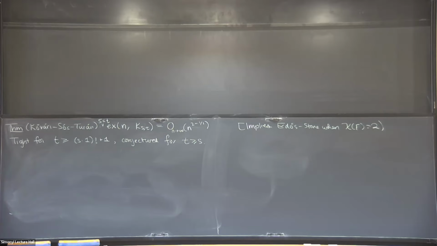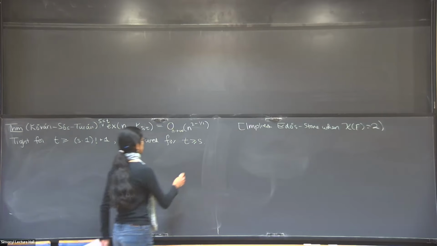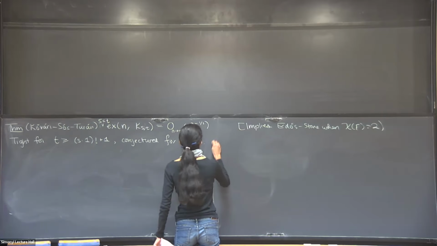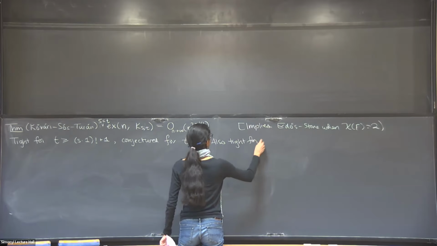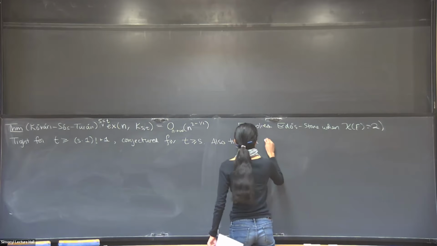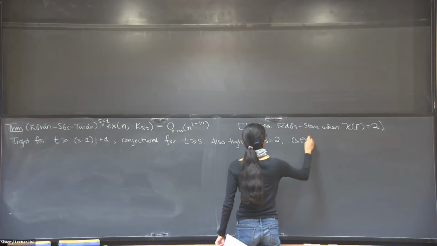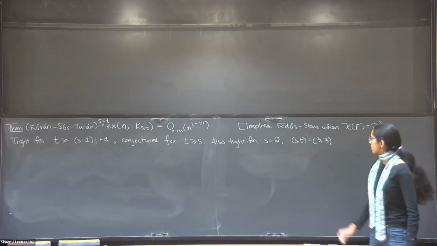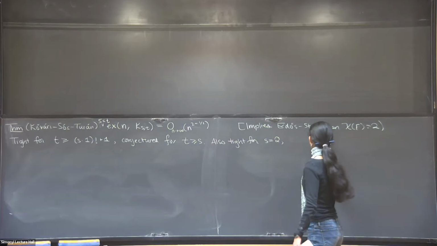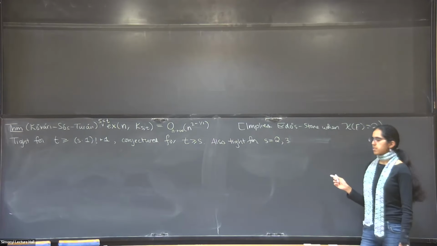I mean, when s equals 2 and t equals 2, this is also tight. It's also known to be tight for small values, also s equals 3. So the first open case is s equals 4.